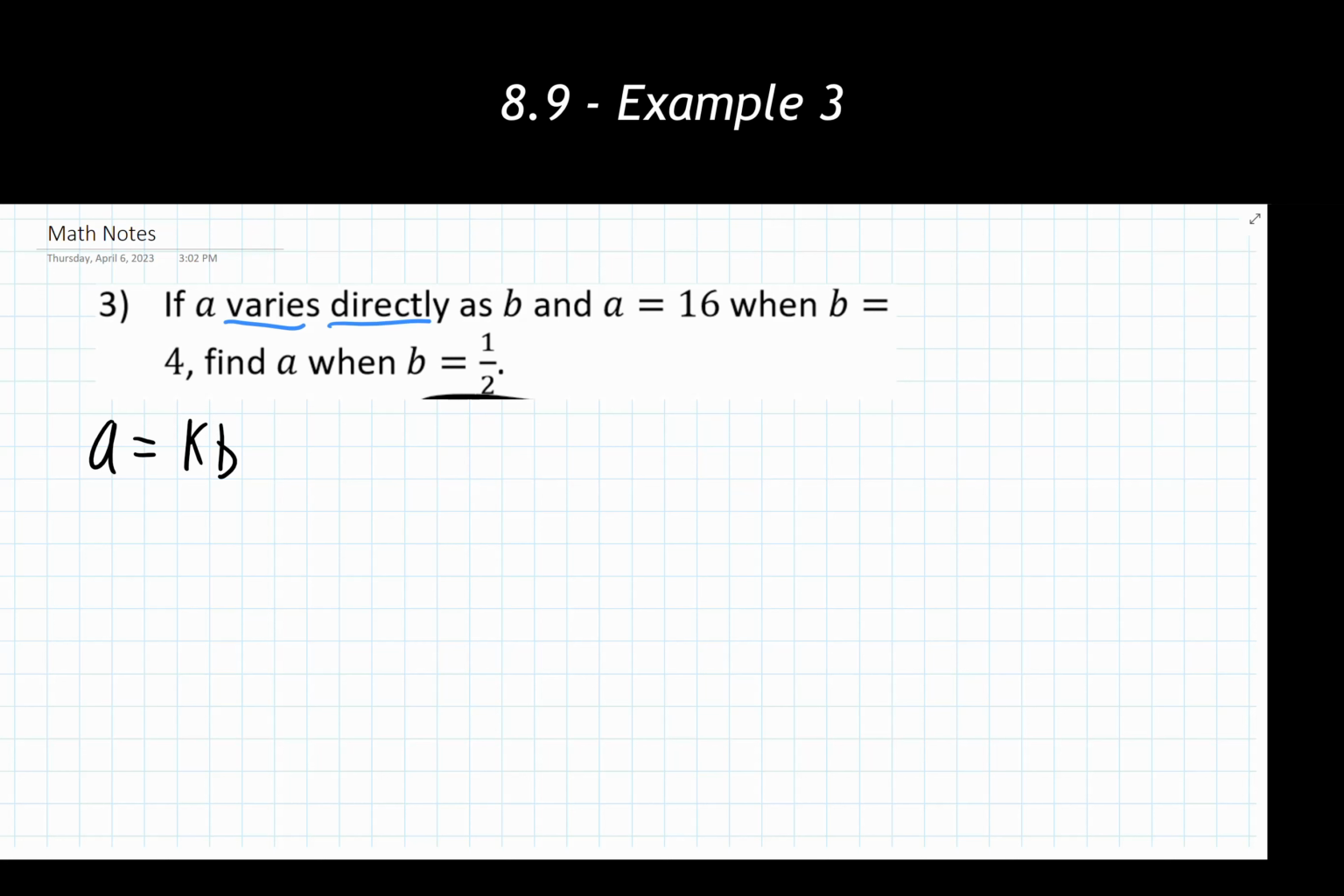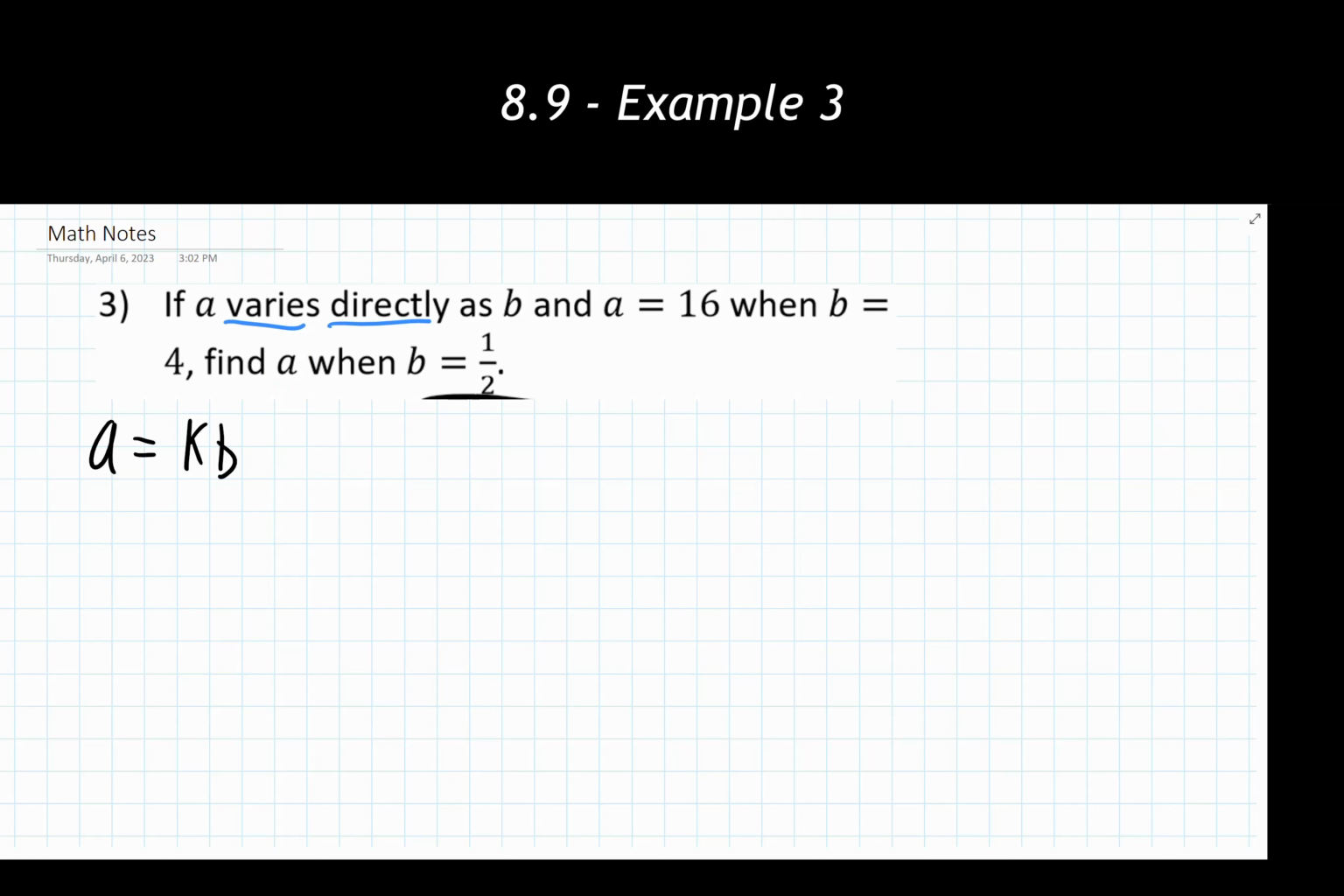Now we are told that we need to find a when b is 1/2. So even if I plug 1/2 in for b here, I still have this constant of variation as an unknown currently, so I could not find an actual a value with this. So instead, what I need to do is use the provided information for me to find that k value. Then I can solve this second scenario for a. So we do some prerequisite work, then we can actually solve this thing.